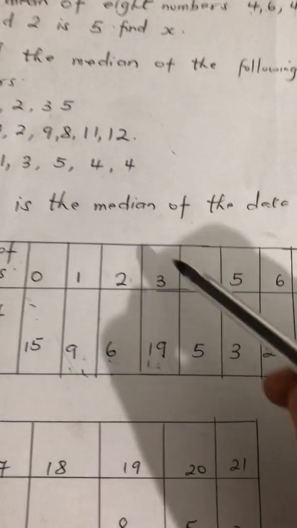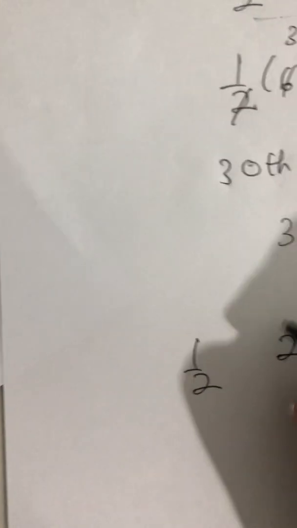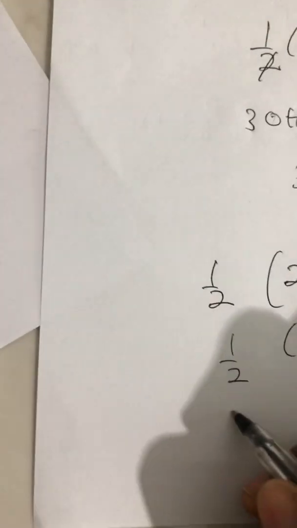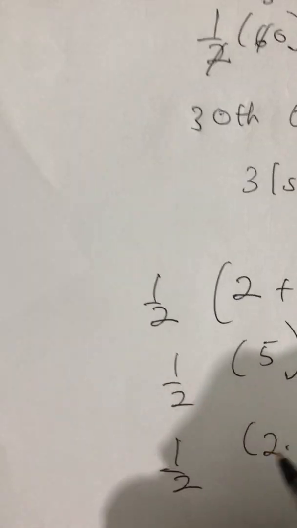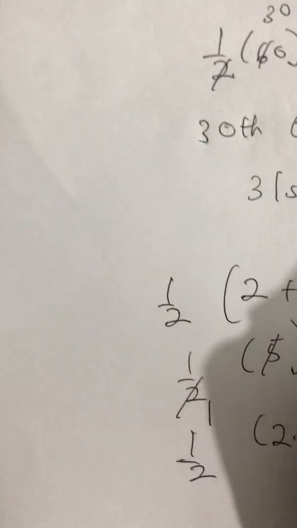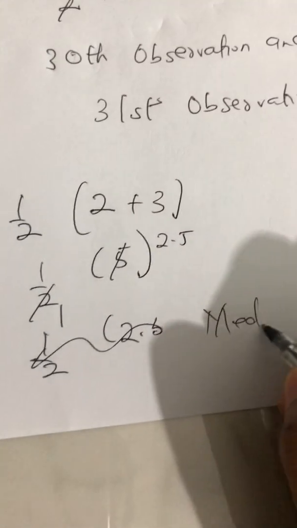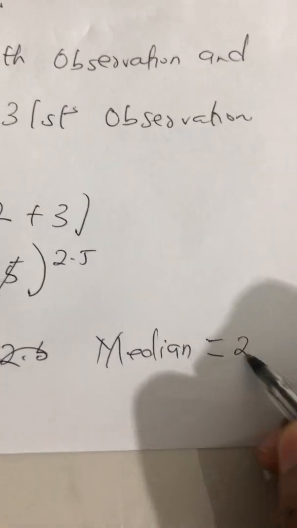So it's going to be our 2 plus our 3. I hope you get it. So you have half of 2 plus 3. So you have half of 5. Then our median is what? Half of 5 is 2.5. So our median, forgive me for the mistakes because of the method I'm using now. So the median is what? 2.5.